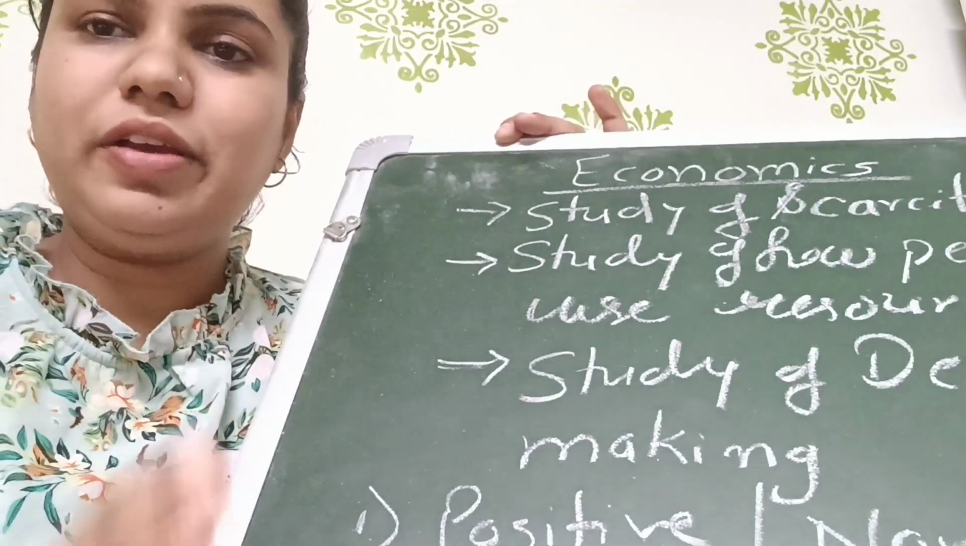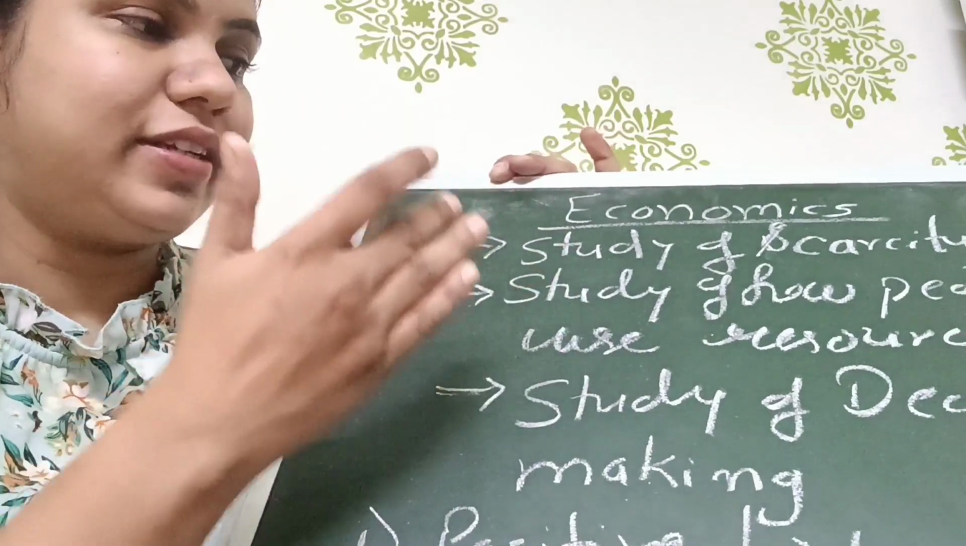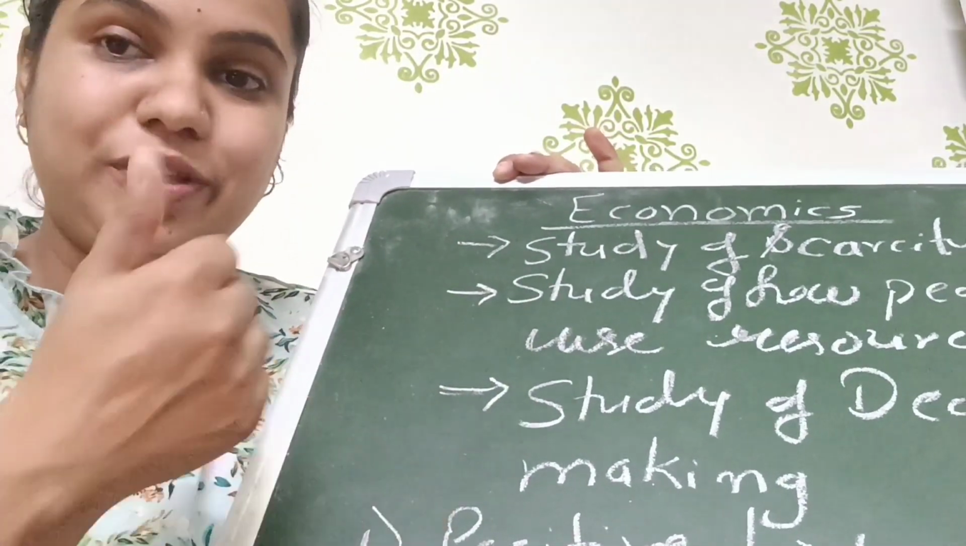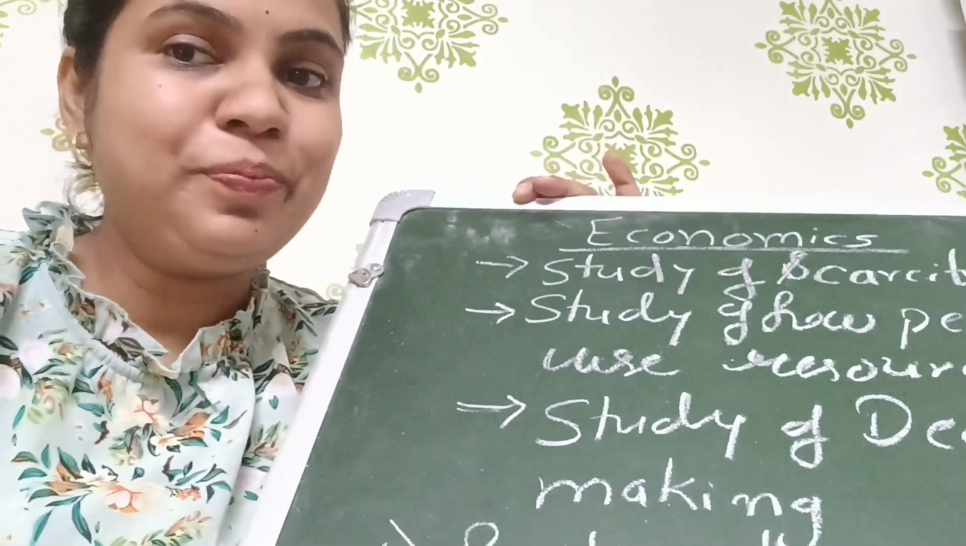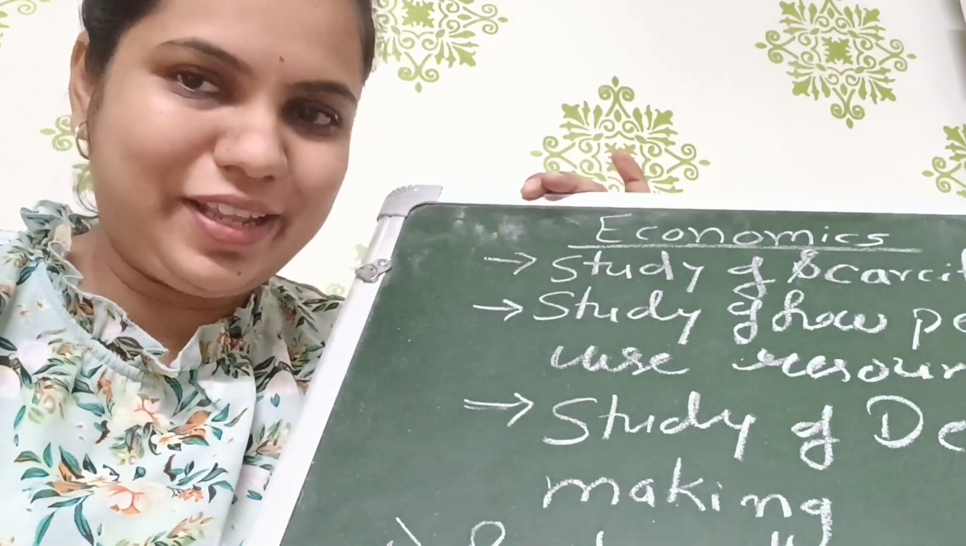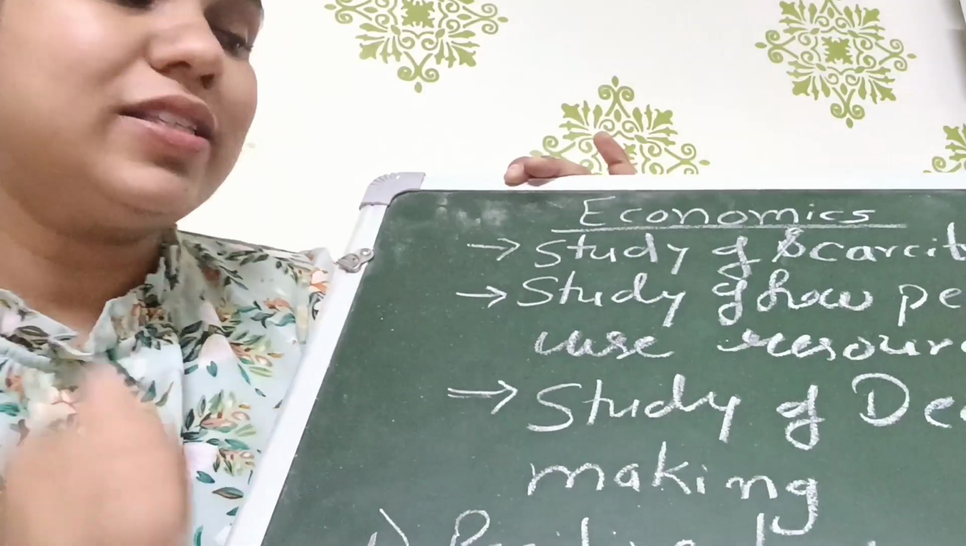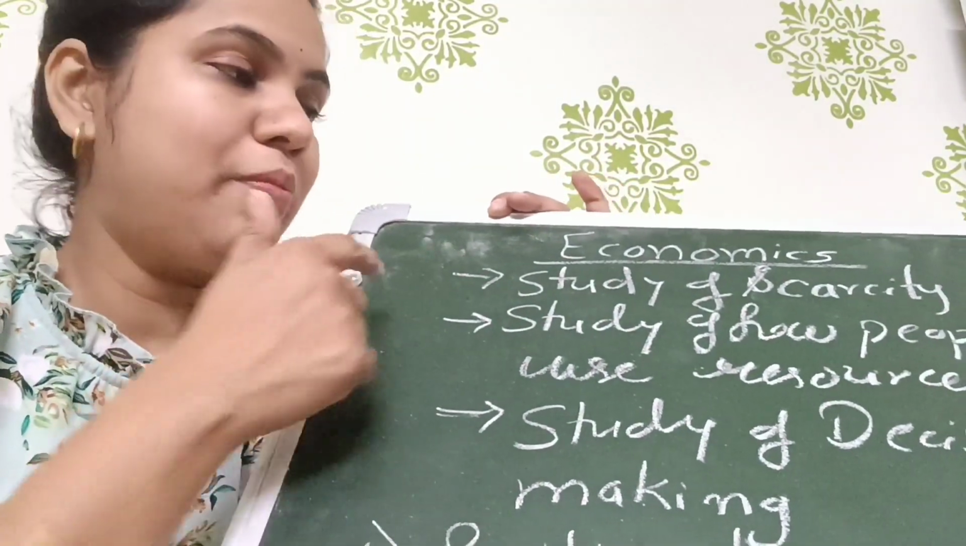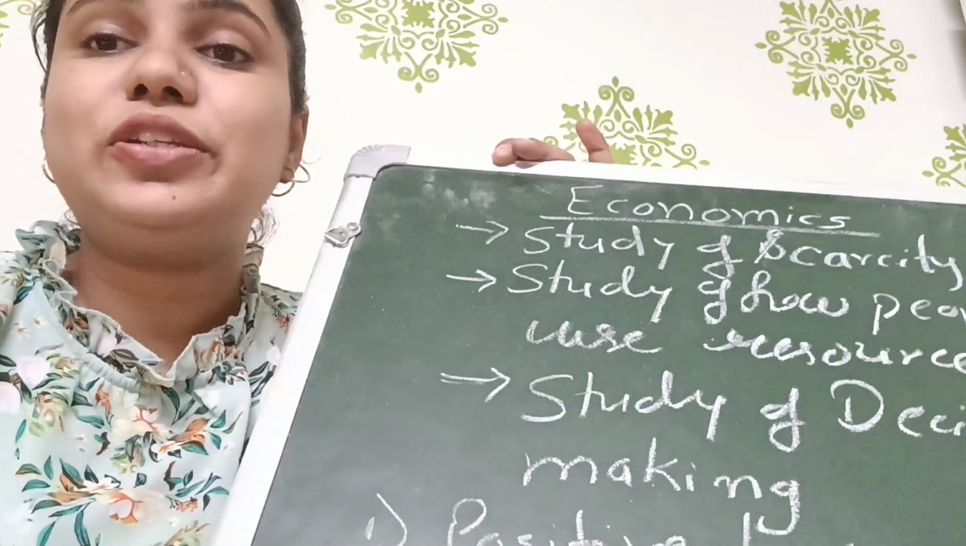Economics is the study of scarcity, the study of how people use resources, whether it's financial resources, or a company that uses raw material as a resource. And third, the study of decision making, right? So what exactly is economics? Economics studies scarcity of resources.